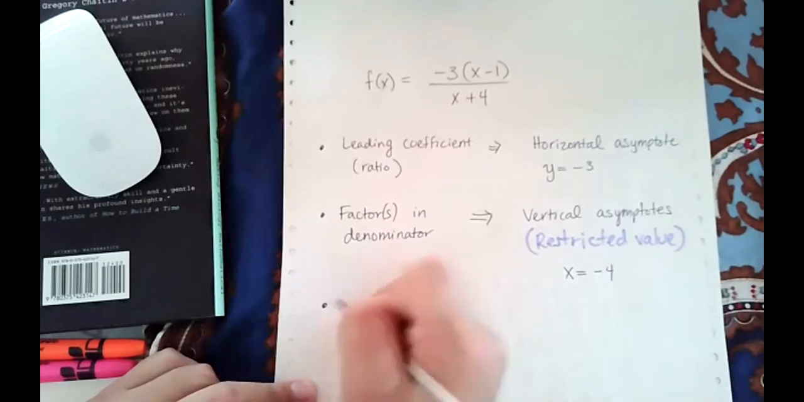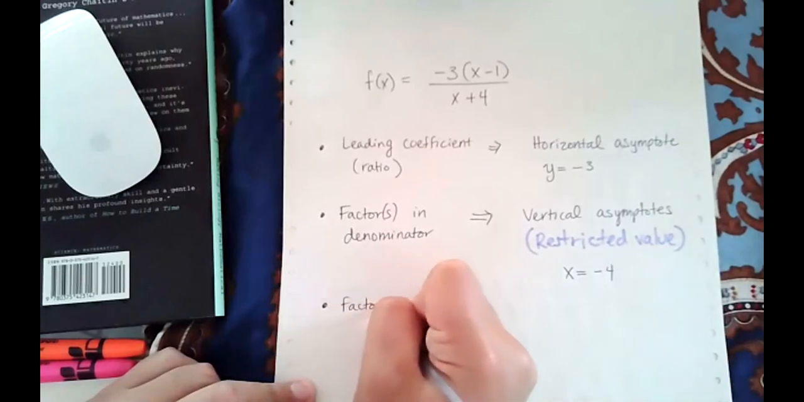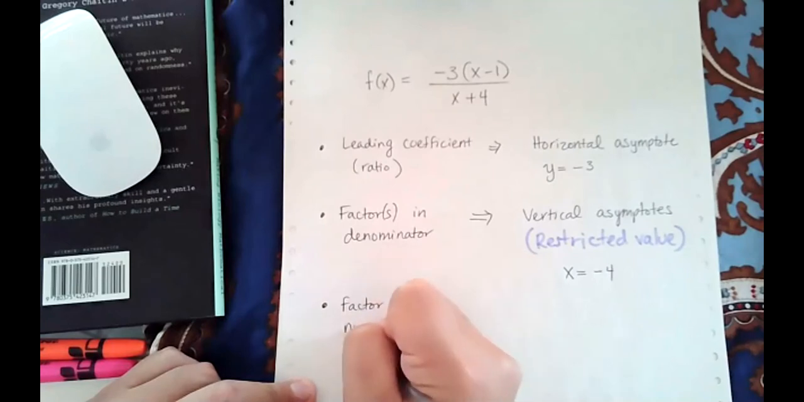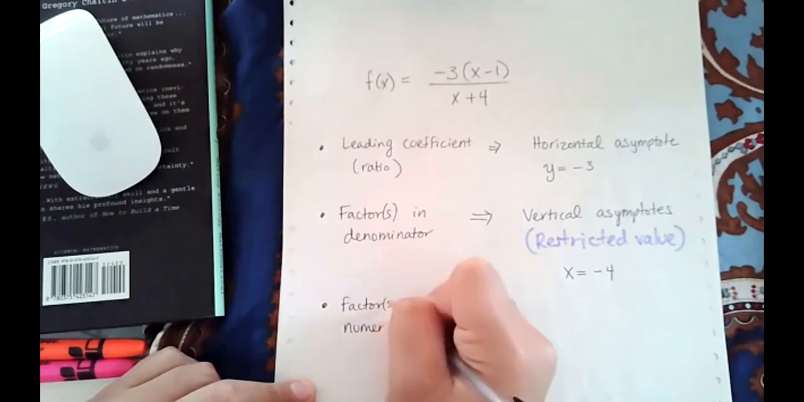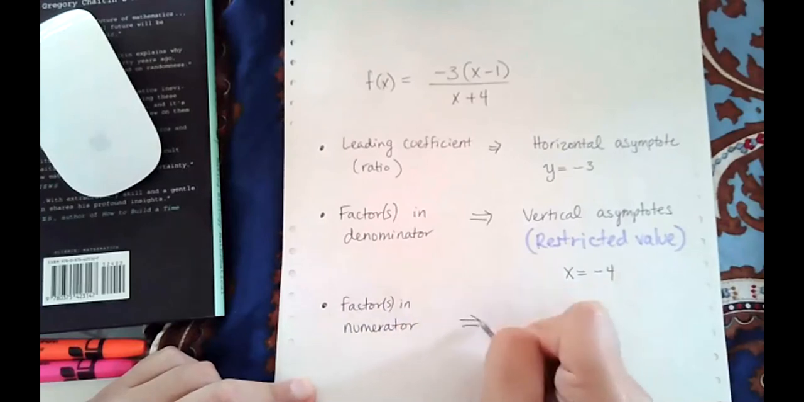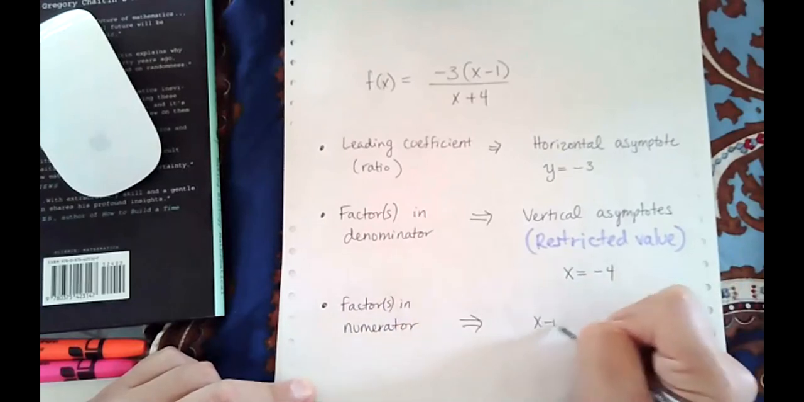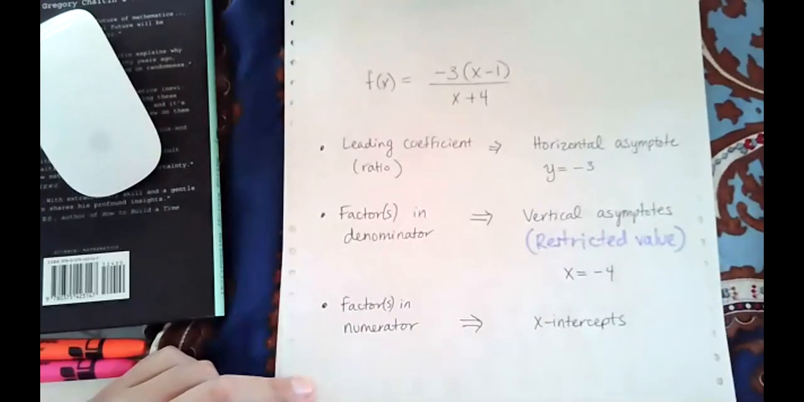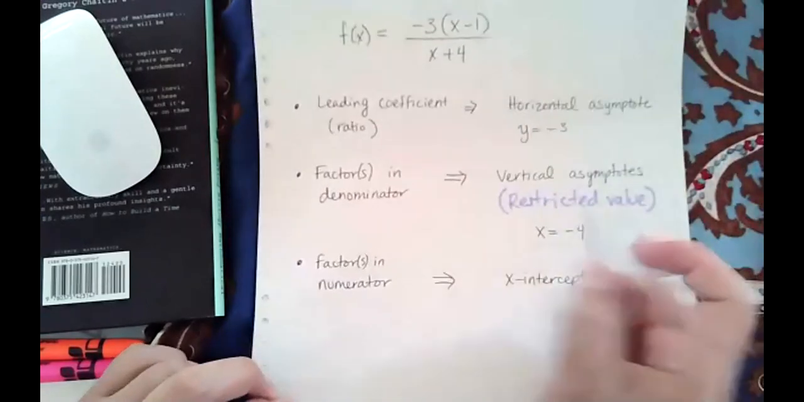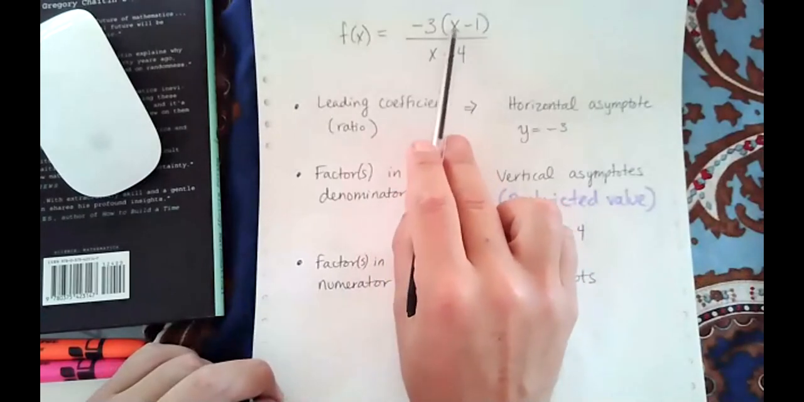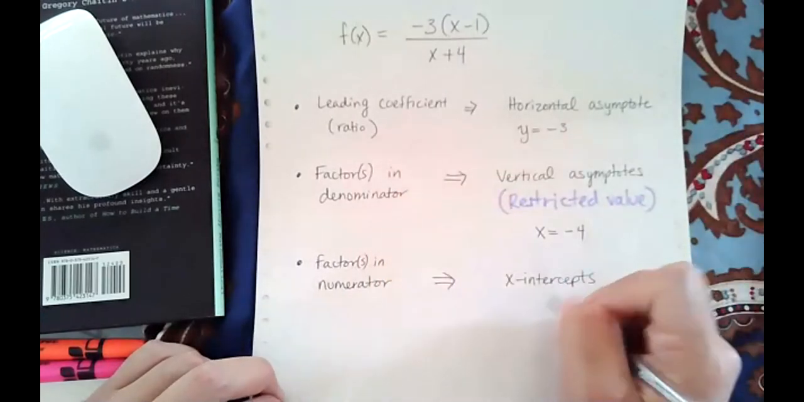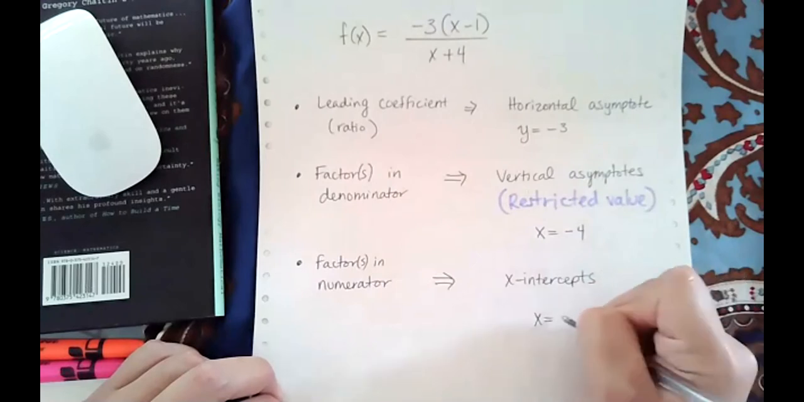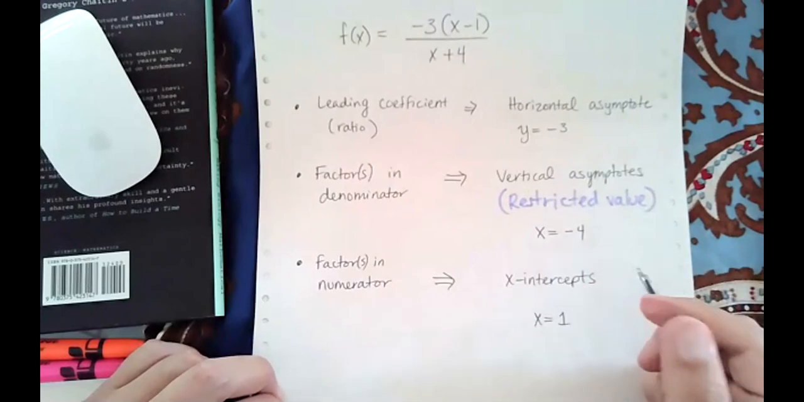And then one other thing that might be useful is that the factor in the numerator, and there might be more than one factor, tells you the x-intercepts. Like if I set the numerator factor equal to 0, x minus 1 equals 0, you would get x is equal to positive 1.